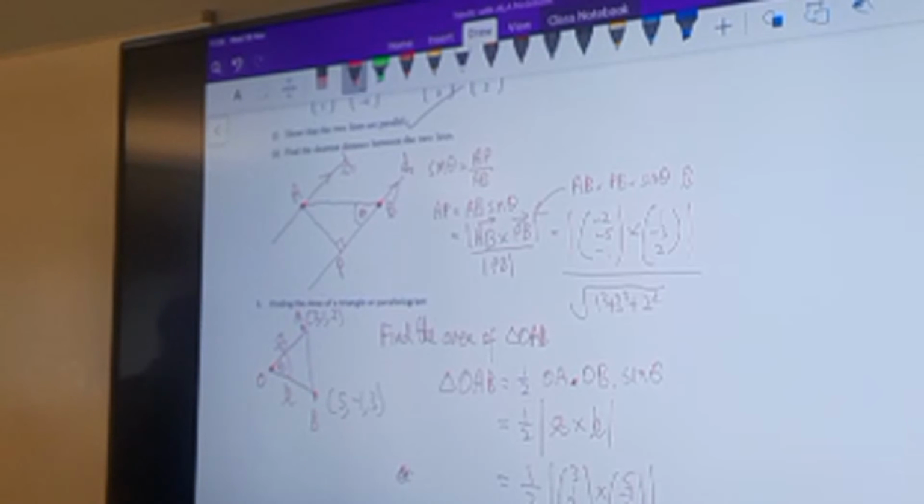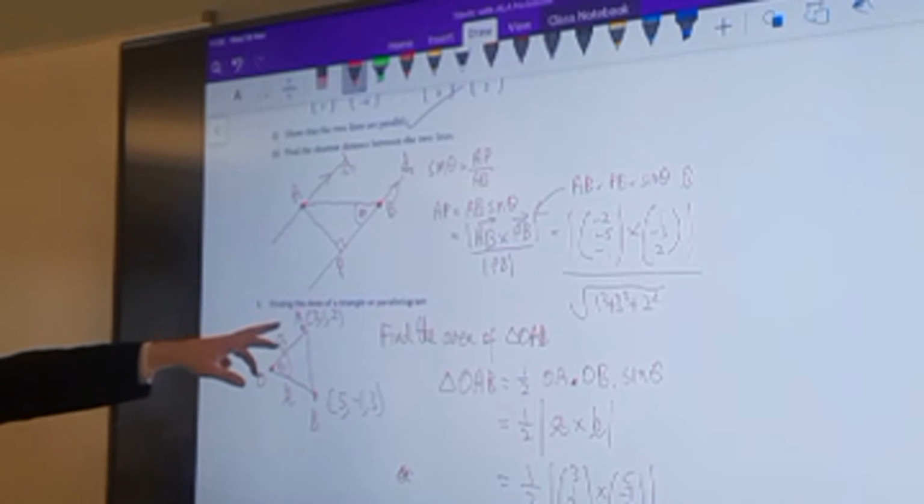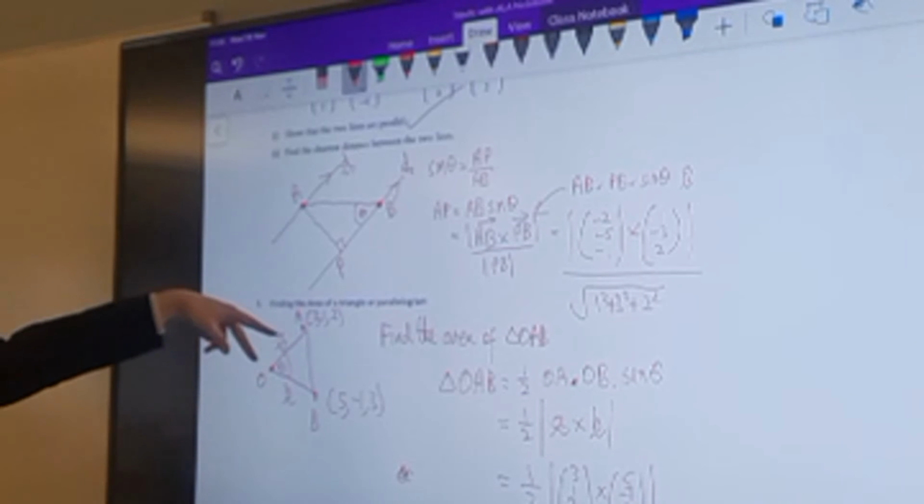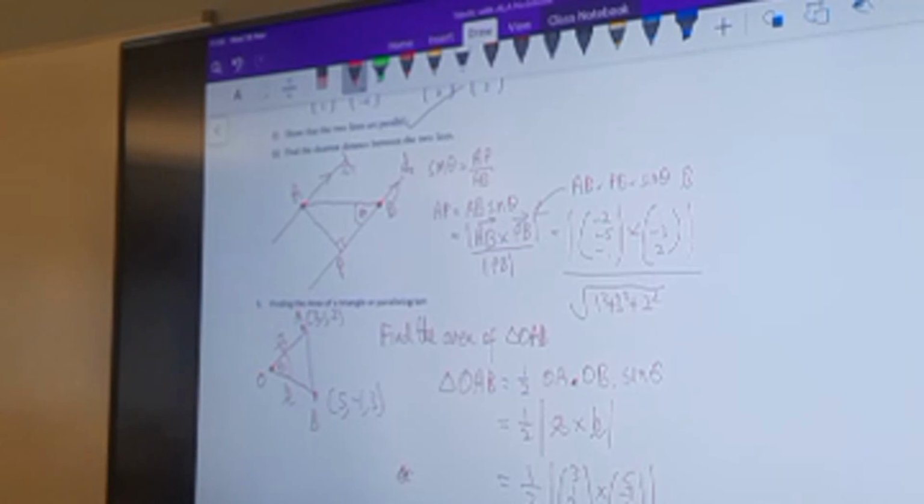We just find the vectors of the two sides and find the cross product. If you have the coordinates of 3 points, one of them is the origin, you just find the vector. Let's say that's point C. You would find CA and CB. And it doesn't matter which two sides you use.